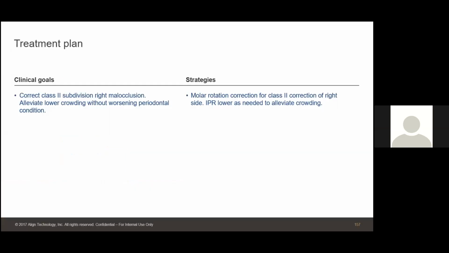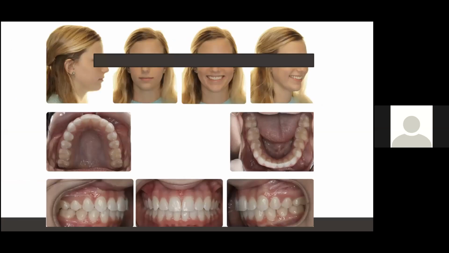Chief complaint was really to make her smile, and she did not like her low anterior crowding. Treatment plan here was to correct the class 2. She was class 1 on the right side. We were going to do that with molar rotation correction and IPR to adjust for crowding overall. And I'm sorry, but when my computer crashed and I had to reset it, I think my ClinCheck files went dead on that. So I have some more examples here, bear with me.